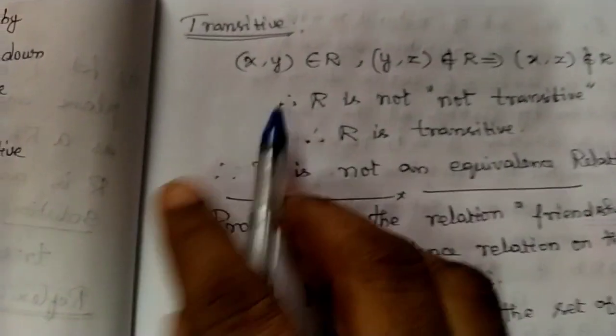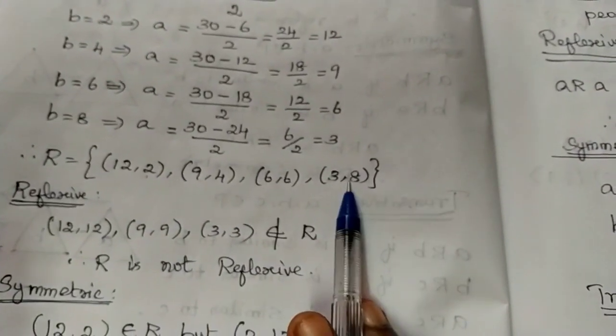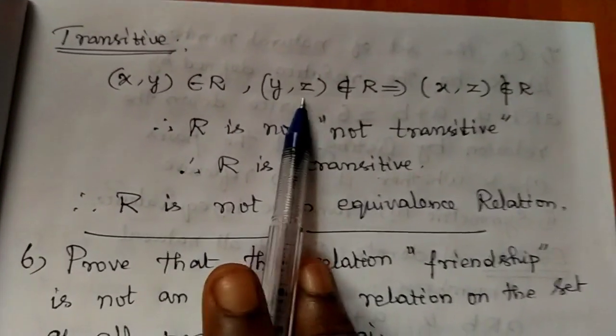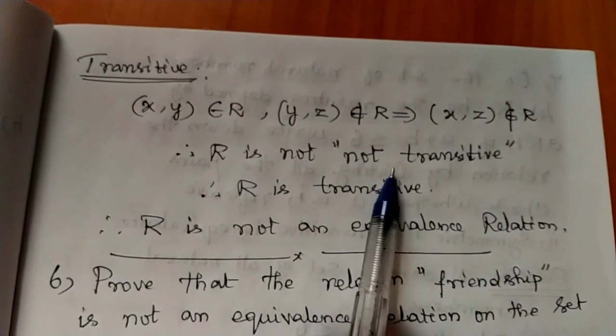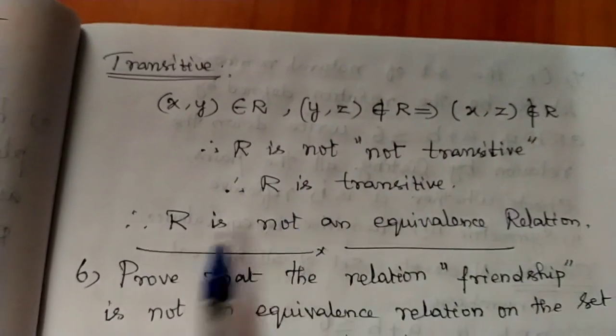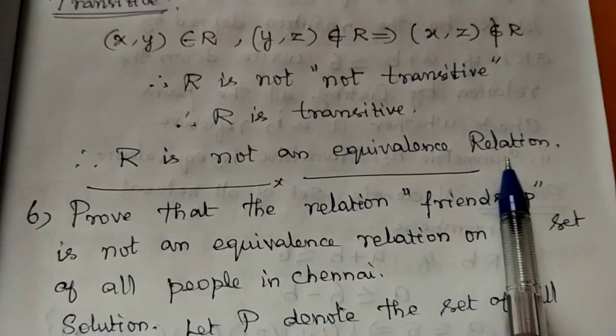Similarly, now see that one: (x, y) belongs to R, only one pair belongs to R, and the other statement and reason do not belong to R. Then R is transitive. Here R is not reflexive, not symmetric, but only transitive. Then R is not an equivalence relation.